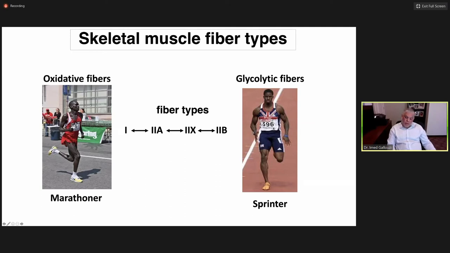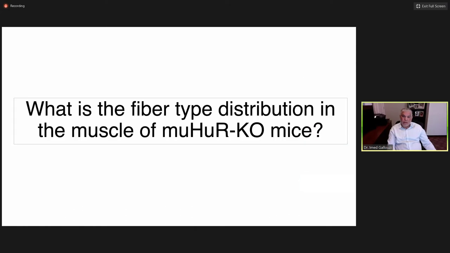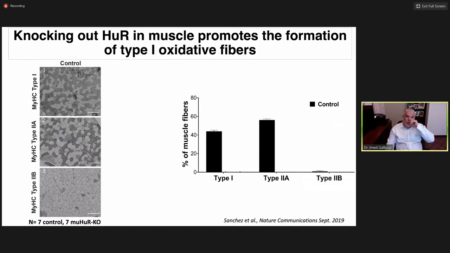So we decided to look at the fiber type composition of the muscle-specific HuR knockout mice. Again, we did several tests. One of them is cross-section analysis using several antibodies that follow the expression of specific myosin heavy chains, for example myosin heavy chain type 1, myosin heavy chain type 2A, and myosin heavy chain type 2B. And the fibers that are not stained by any of these antibodies indicate type 2X.